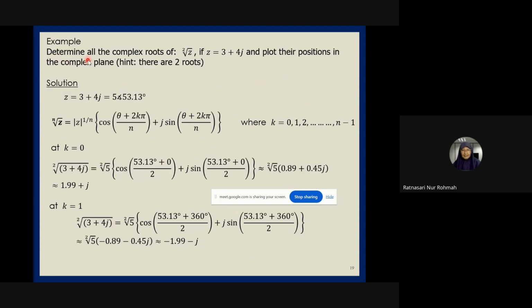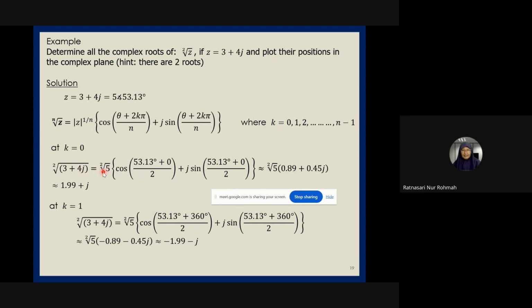Another example: determine all the complex roots of the square root of z, if z is equal to 3 plus 4j, and plot their position in the complex plane. In this case, we will have 2 roots. Our complex number is z equal to 3 plus 4j. If I convert this complex number into polar form, I have the magnitude of z is 5 and the angle of this complex number is 53.13 degrees.